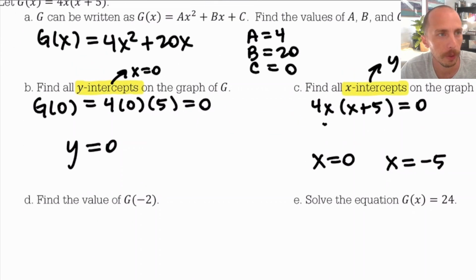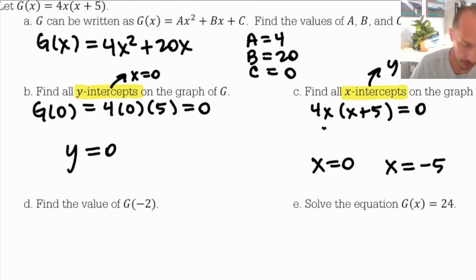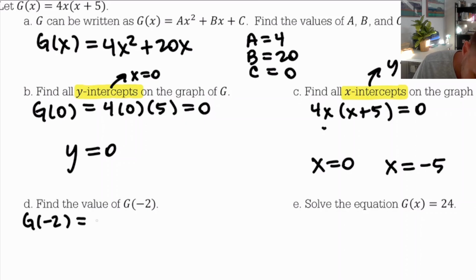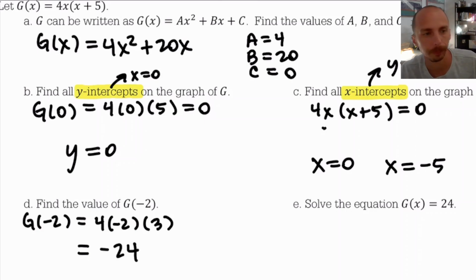g of negative 2, maybe I'll try to leave that on screen. 4x times x plus 5. So let's just say g of negative 2 is going to equal 4 times negative 2 multiplied by negative 2 plus 5, which is 3. So I got negative 8 times 3, which would be negative 24.